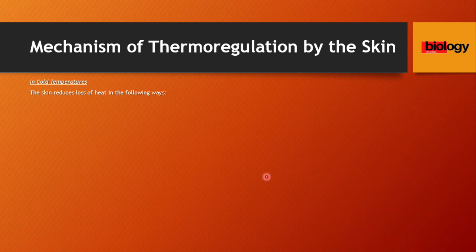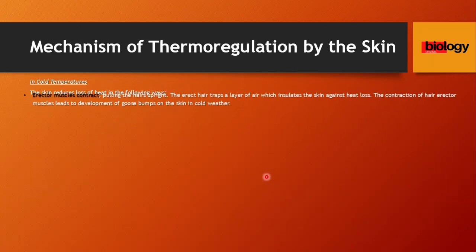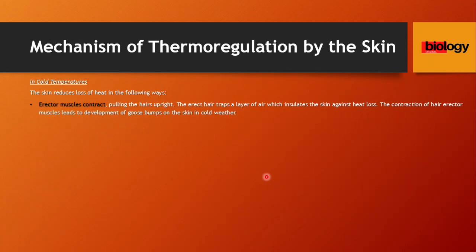So when it is cold, the following happens. Number one, erector muscles contract. When the erector muscles contract, they will pull the hair upright. Remember the hair I showed you? Yes. The erector hair traps a layer of air which insulates the skin against heat loss. The contraction of hair erector muscles leads to development of goosebumps on the skin in cold weather.